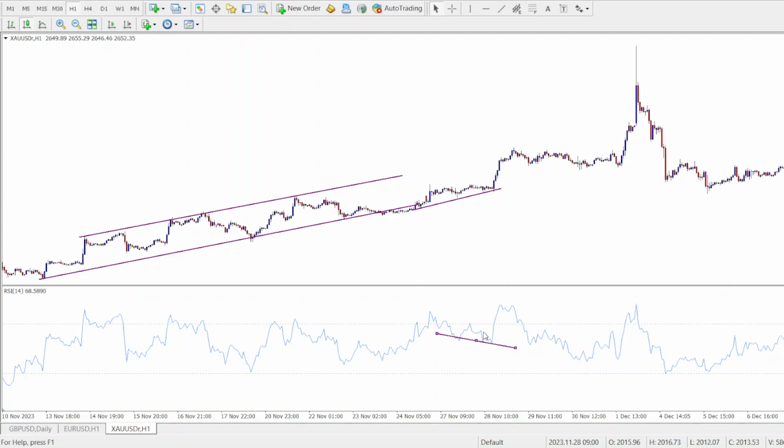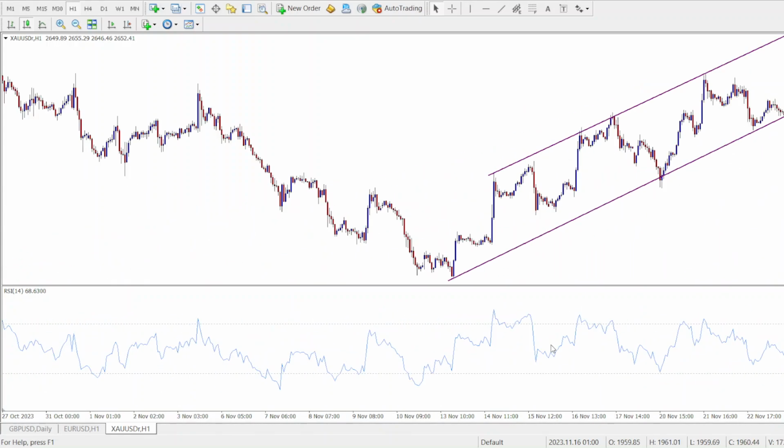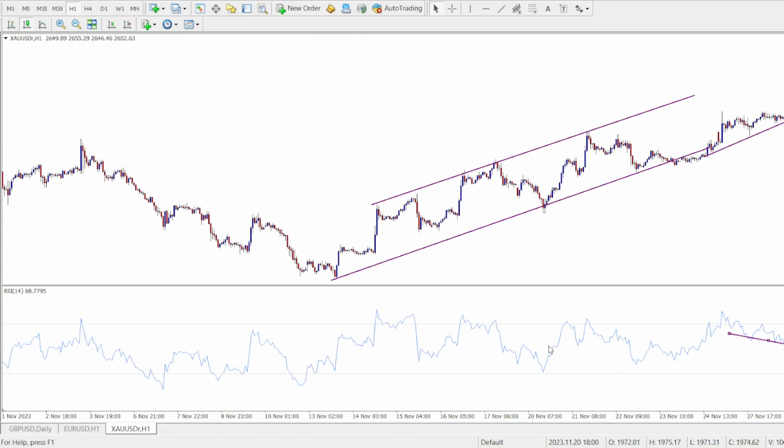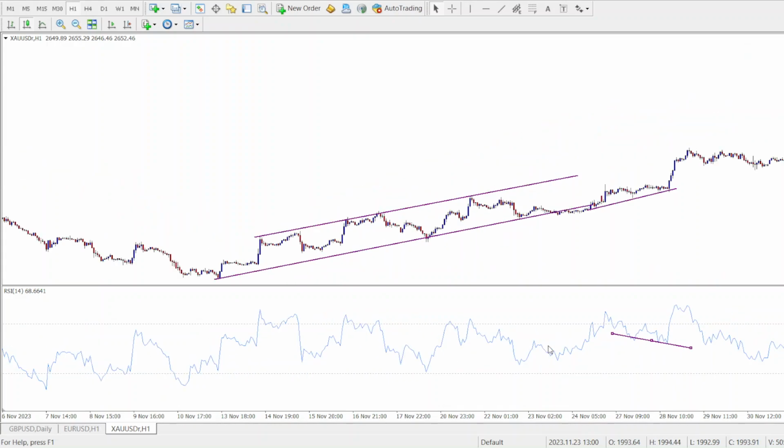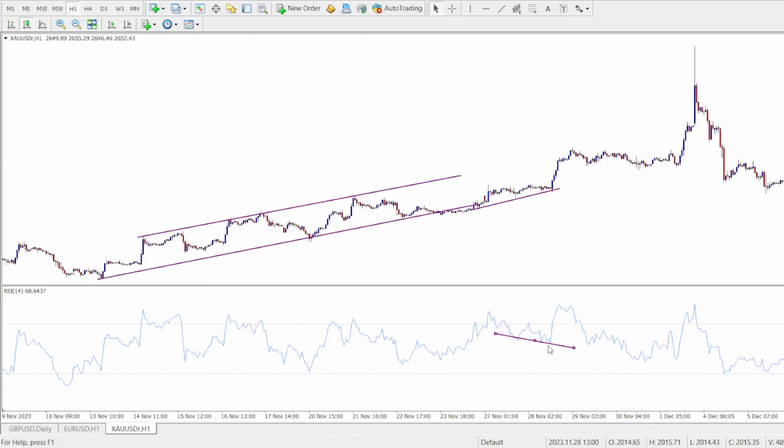The divergence tells you that although the momentum has temporarily weakened, which is the lower RSI value, the overall trend is still bullish and the price is likely to continue upward. So that is how it works.